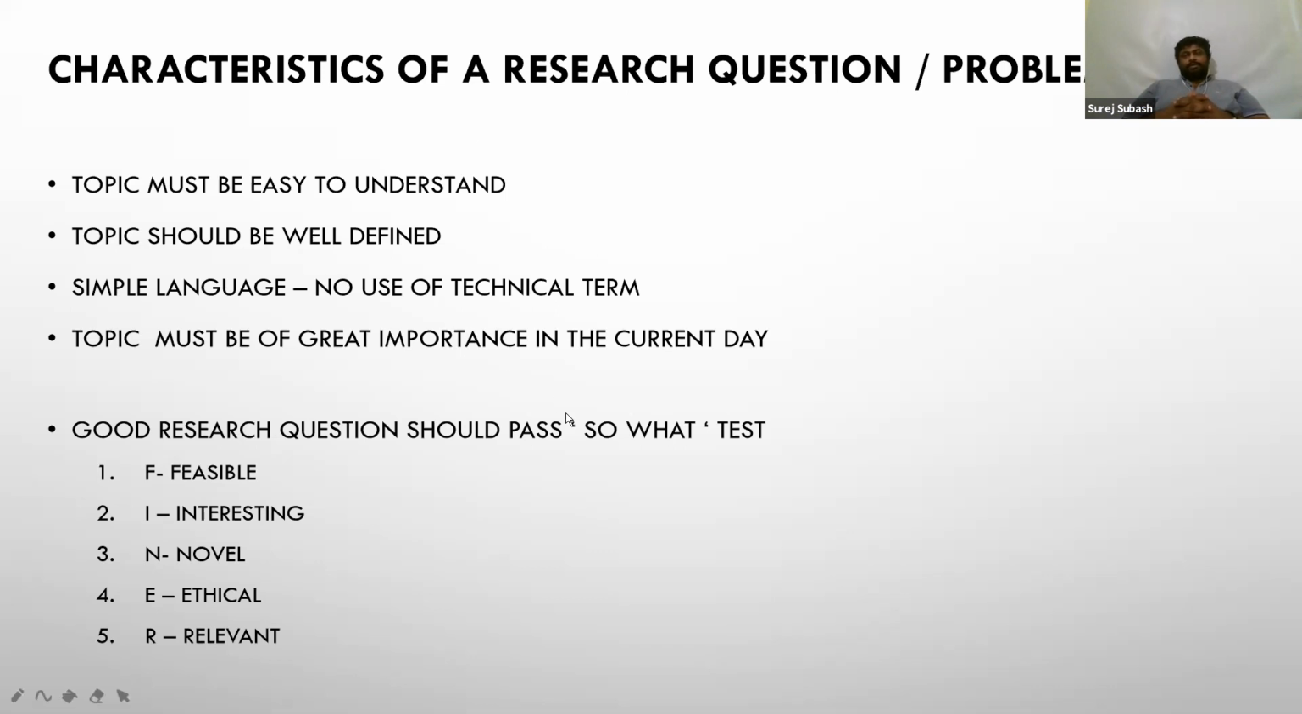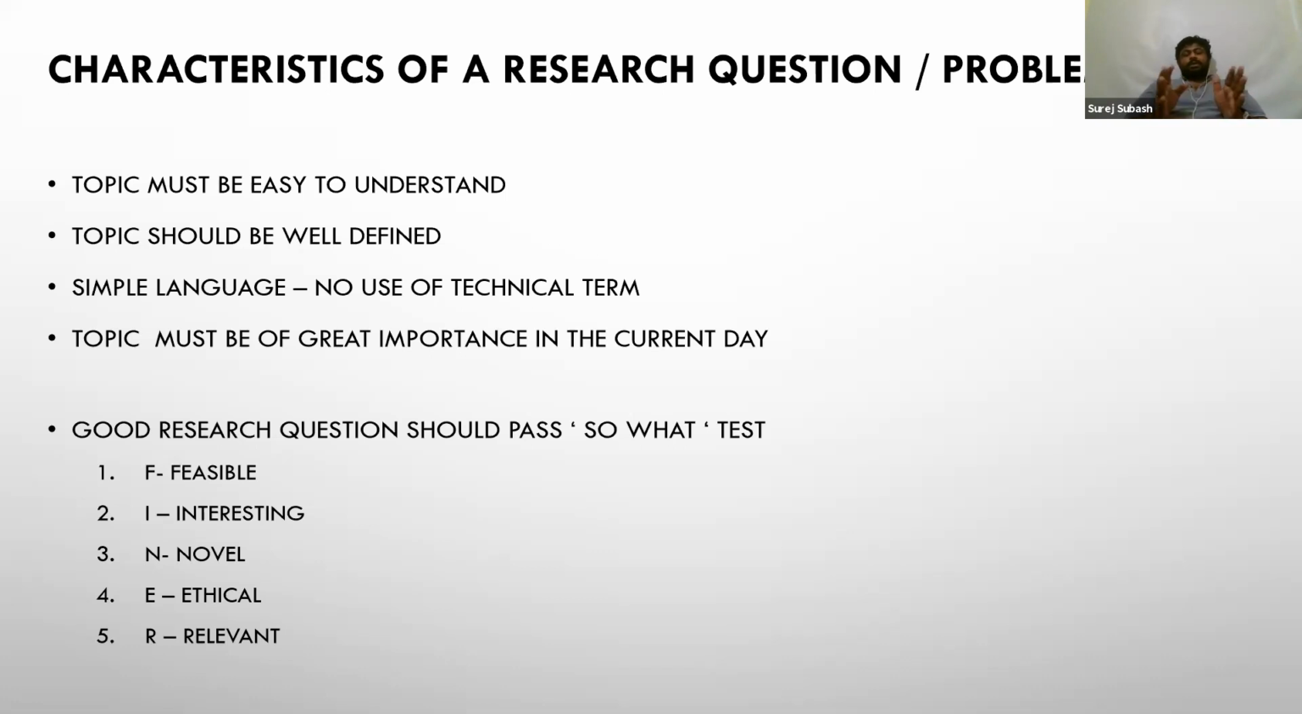For example, if you're choosing a research topic for a research activity right now, the best suggested topic would be COVID, because it is a burning situation right now. And once you have selected a problem, that problem should be put forward into a question which should pass the following test. That is why it is said a good research question should pass the so what test.